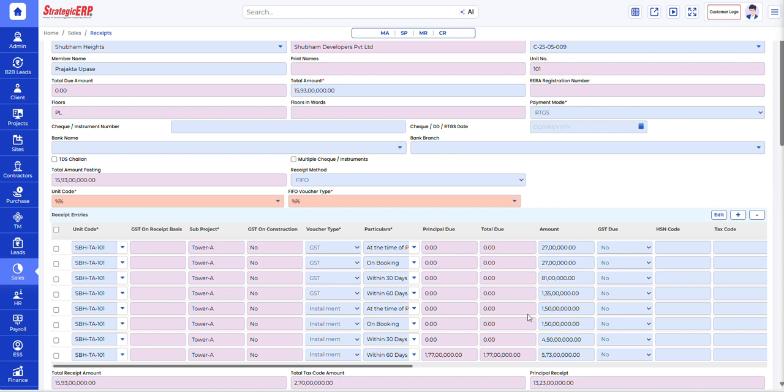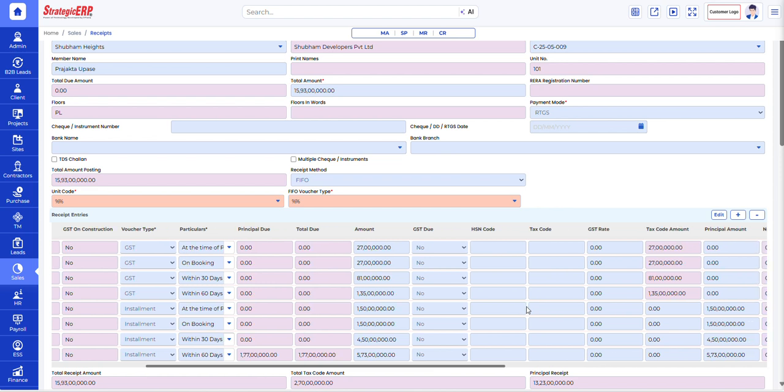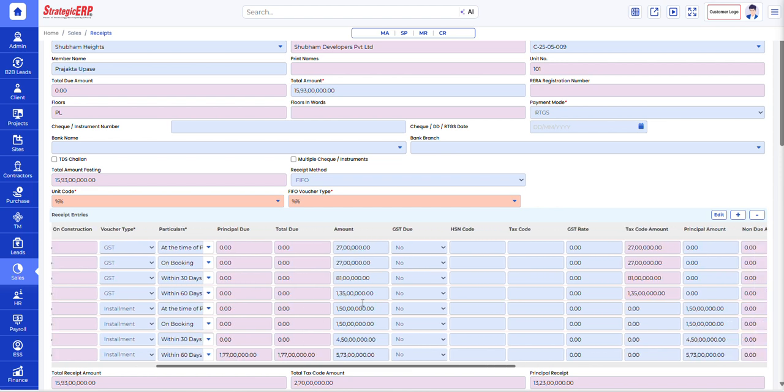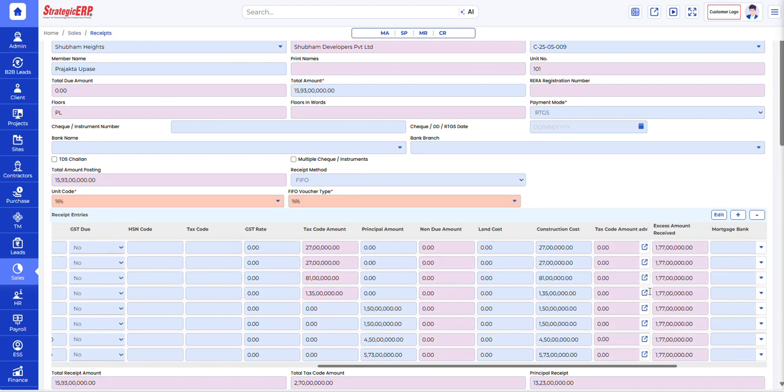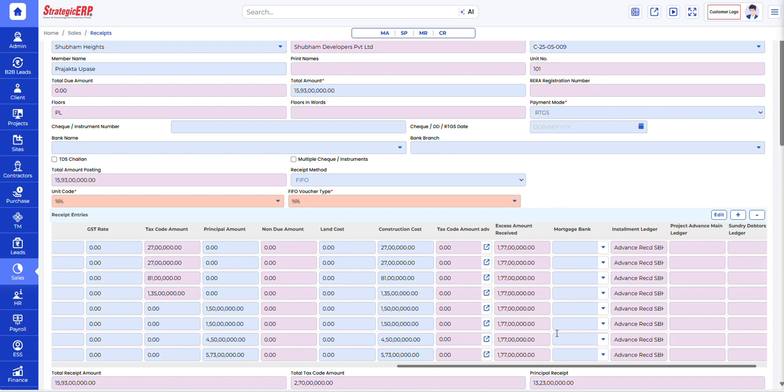So this is a complete information screen where it has a specific amount. If there are GST aspects, you can tag the GST. Then you can capture the tax codes, HSN codes, and the principal, due amount, and construction cost. If there is an excess amount given by the client, the system captures that information also.